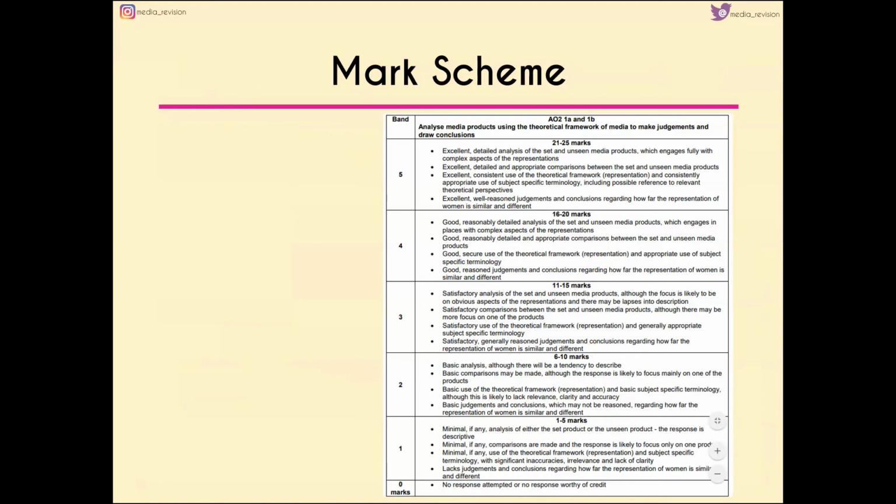Now, we did say that mark scheme is more detailed. There's more things that we need to do, but again, it boils down to those key words: minimal, basic, satisfactory, good, or excellent. Minimal detail means minimal marks. Something for us to bear in mind. You can also use the marks available. So 25 marks is obviously going to be larger than the answers we've done for our 5 marks.